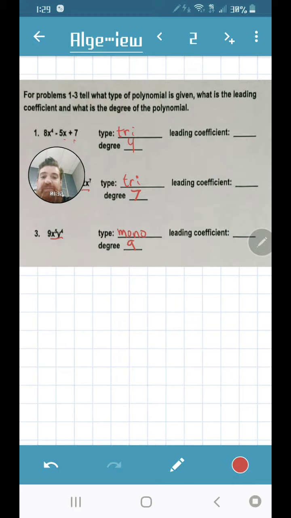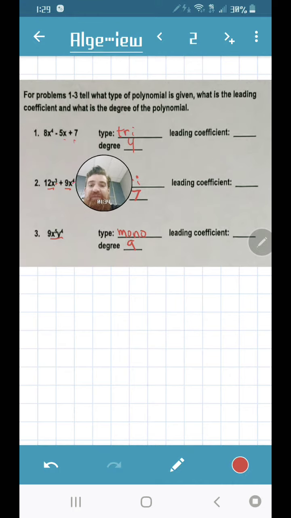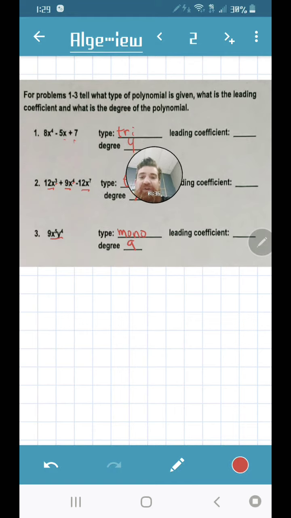All right, so the last thing we have to do is the leading coefficient. Now, the leading coefficient, once you have your problems in standard form or descending order, is easy to identify. It's just the number that's in front of the first term. Now, number 1, that is descending order. That is standard form. Our leading coefficient is 8.